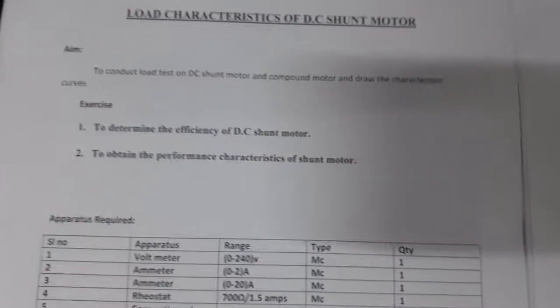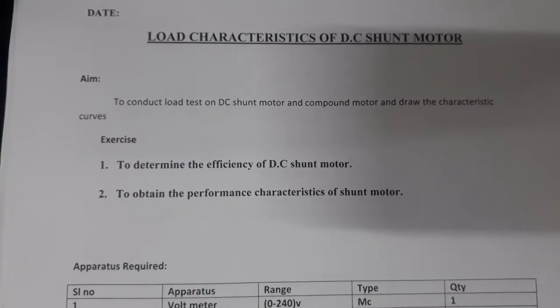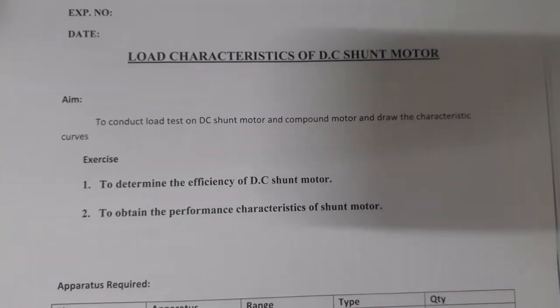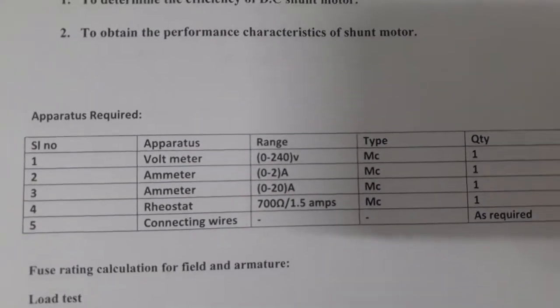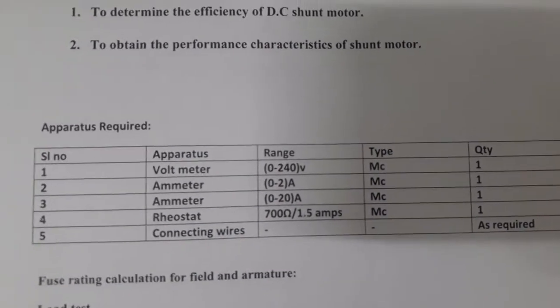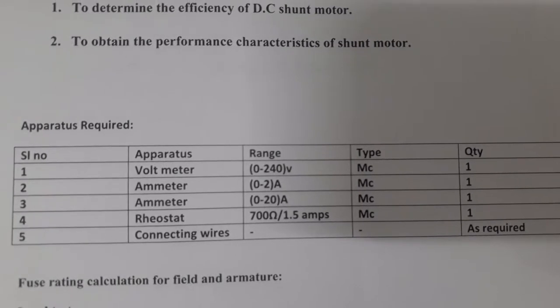What we are going to determine here is the efficiency of the DC shunt motor, and we are going to obtain the performance characteristics of DC shunt motor. The circuit diagram is as follows. Before that, we will see what are the apparatus required. We need a voltmeter, ammeter of lower rating and higher rating, a rheostat, and the connecting wires.